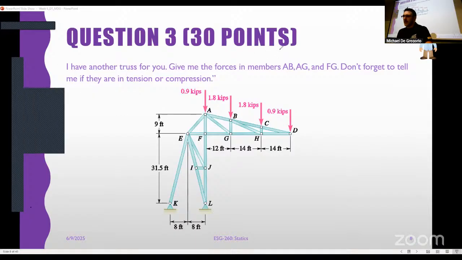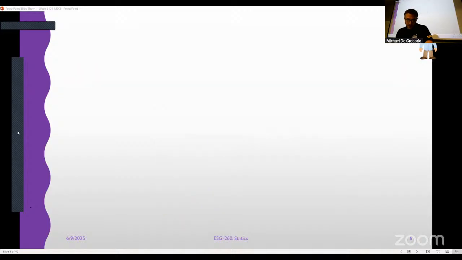Find the forces AB, AG, and FG. Don't forget to tell if they are in tension or compression. This is a method of sections problem, 100%. You should be looking at cutting right here, or whatever angle you want, but it needs to cut through these three members because you need to find these forces. But let's go back and do our normal progression. The normal progression says, what are our knowns? Dimensions and our applied forces, right?